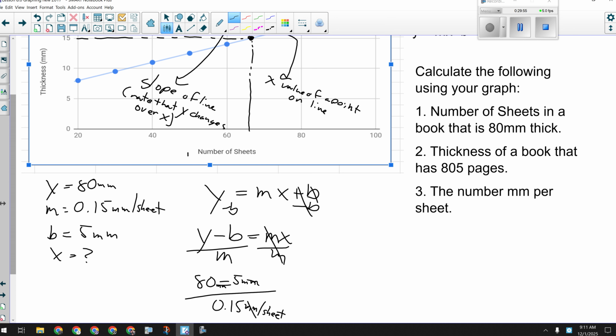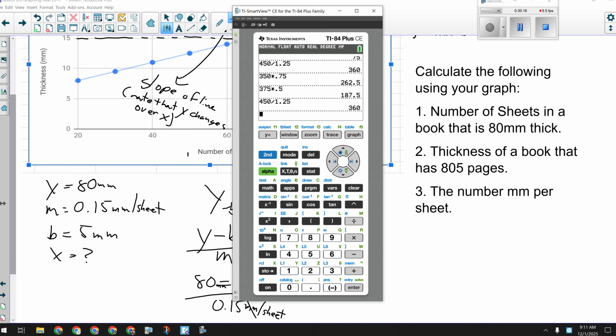Now here's the only trick with this. If you punch this into your calculator like this, and you go 80 minus 5 divided by 0.15 all in a row, will you get the right answer? You will not, because your calculator is programmed to do order of operations if you just type in a big long equation. So it'll do the division first. We don't want the division first. We want the top divided by the bottom. So we'll go 80 minus 5, close the brackets, and then divide by 0.15.